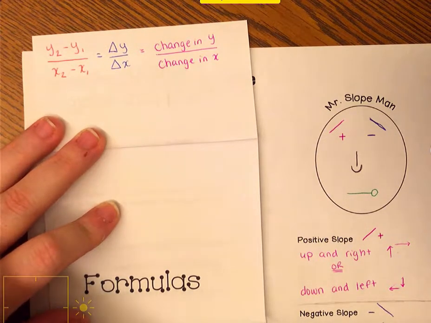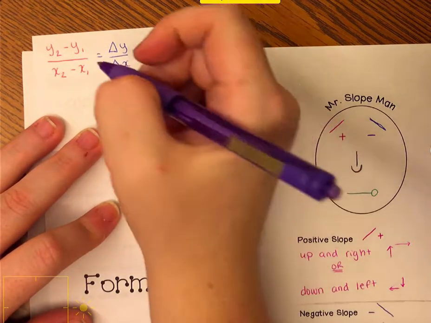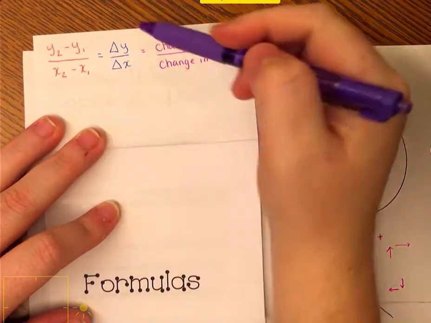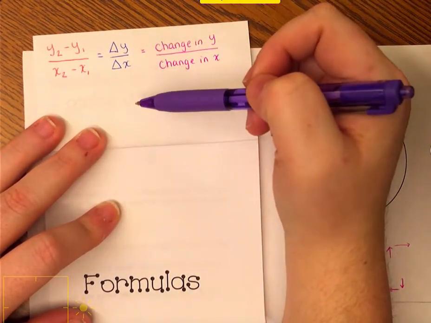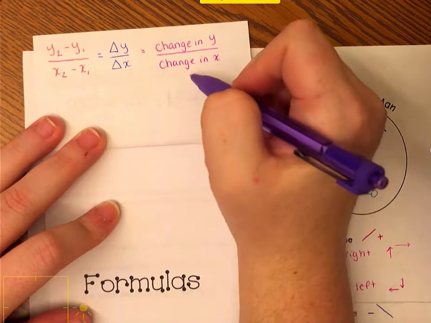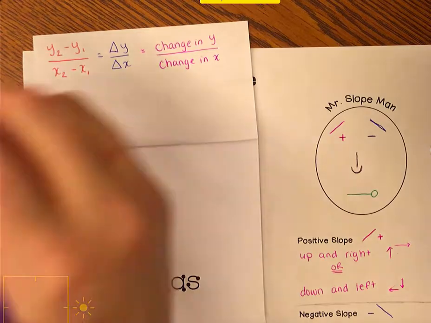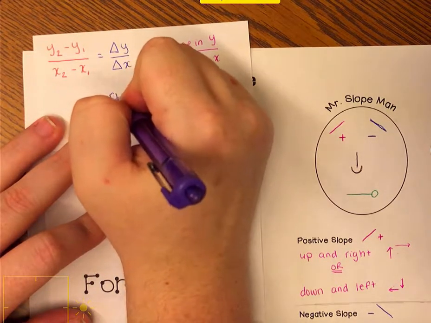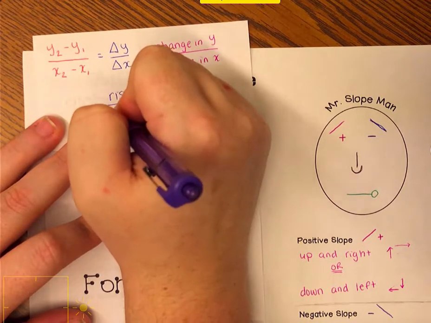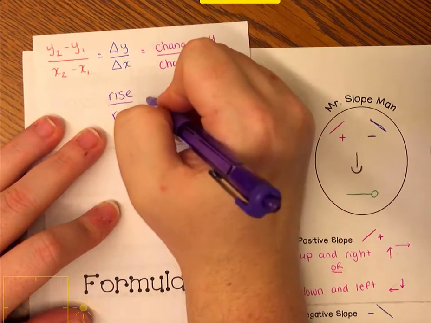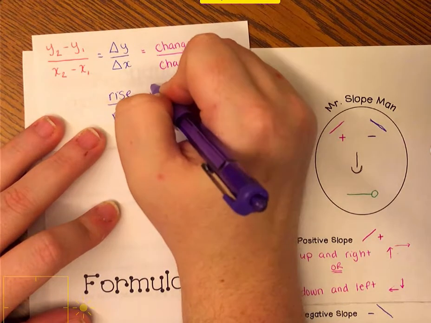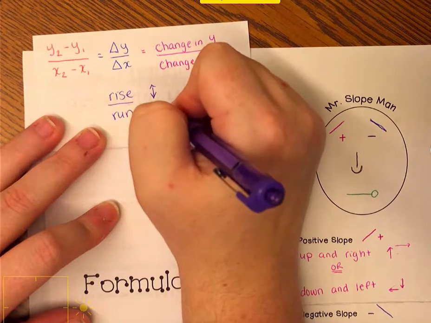Now you can also look at it from a graph, where the change in y is the up and down, so that's a rise, over the change in x, which is horizontal, that's a run. So for a graph, it's rise over run, where the rise is that vertical change and the run is the horizontal change.